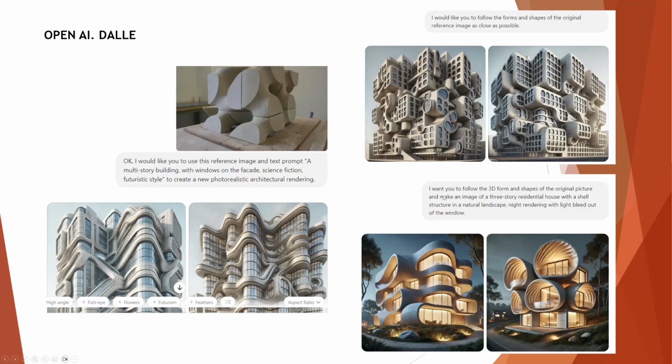I also want this to be a 3-story building instead of a tower. I want this to be a shell structure, right? So some of the results are pretty close to the shell. And also I want to have a night rendering, with some lighting bleeding out of the windows. Okay, so this is some refinement you can do with the text prompt.